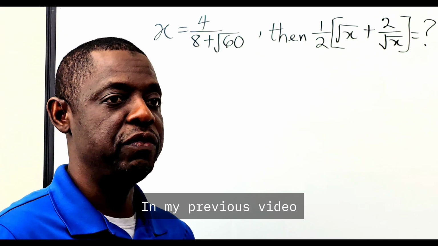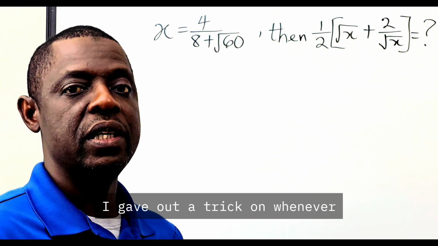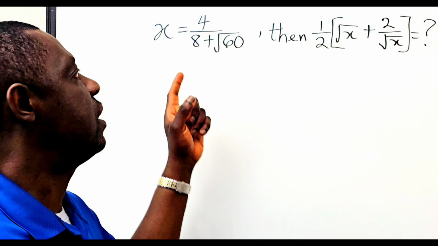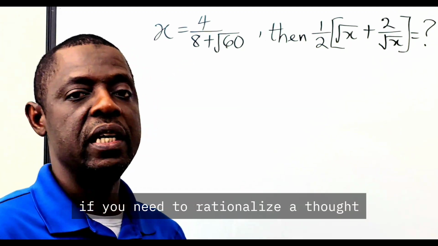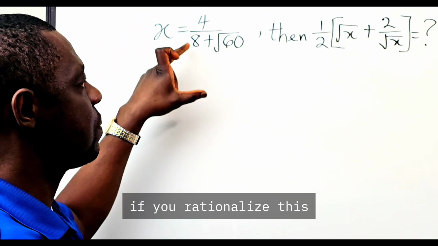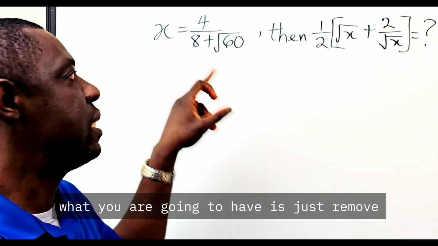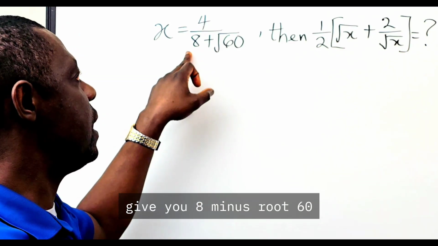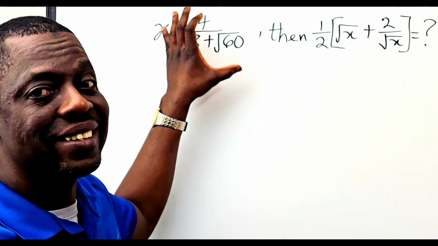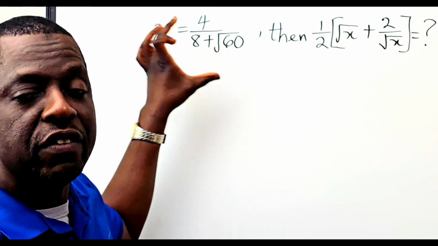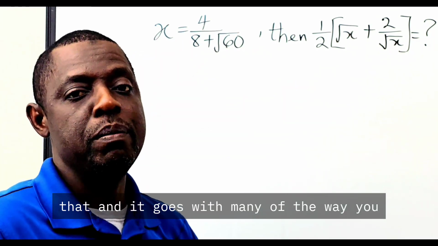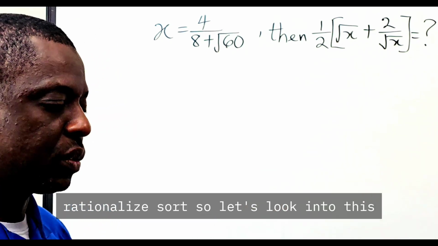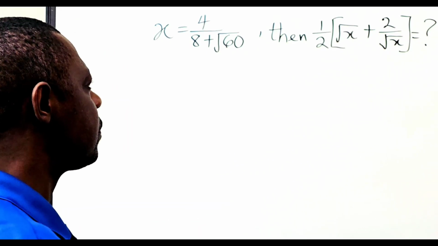In my previous video, I gave a trick on whenever you find yourself needing to rationalize a surd. If you rationalize this, what you are going to do is just remove this plus and turn it into minus. This is going to give you 8 minus root 60. That is exactly what this is going to give you if you rationalize that. And it goes with many of the ways you rationalize surds. So let's look into this.